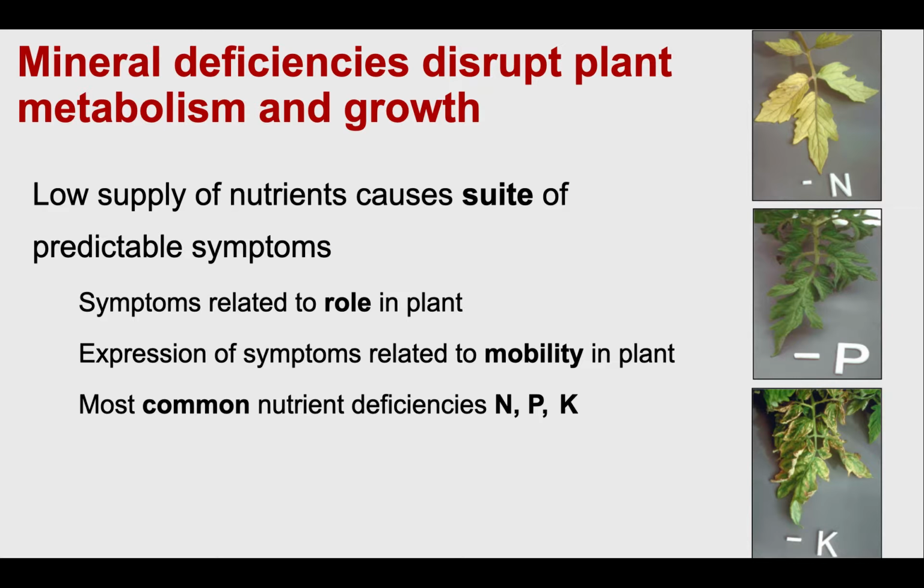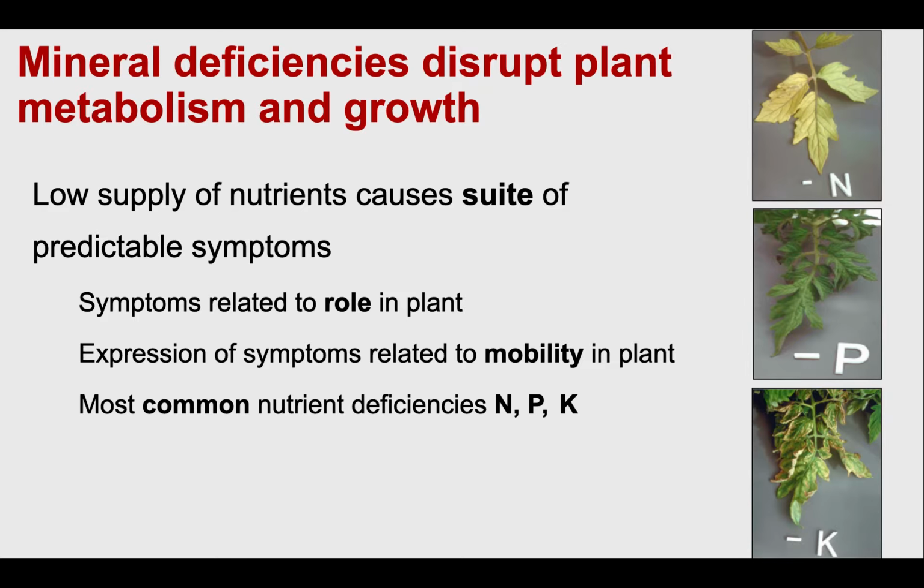All right, so there are some predictable symptoms when we're looking at nutrient deficiencies. A low supply of nutrients can cause symptoms related to its role in a plant. Think of different processes like transport of nutrients or photosynthesis, for example. Maybe it's structural, related to keeping the structure of a plant. The expression of these symptoms is also going to be related to mobility in a plant. How mobile is that nutrient? And we'll get to that on the next slide here.